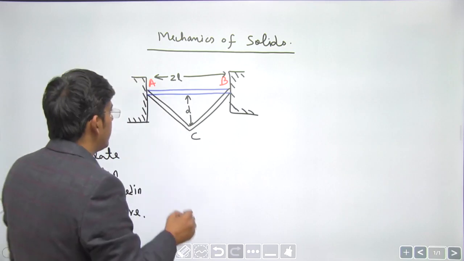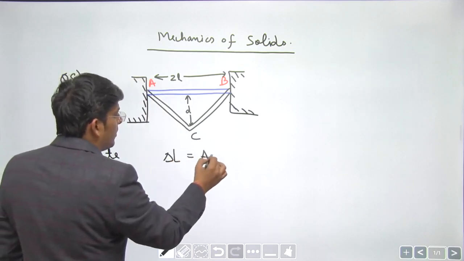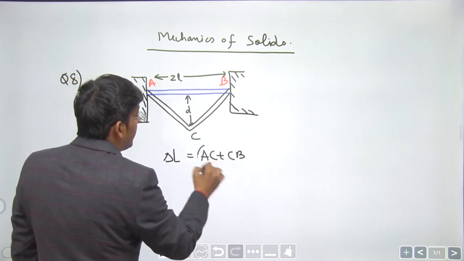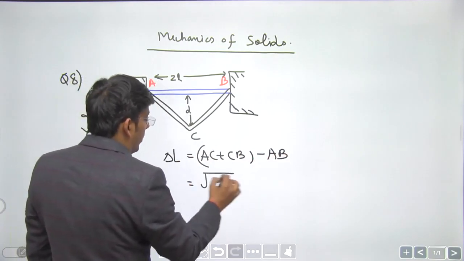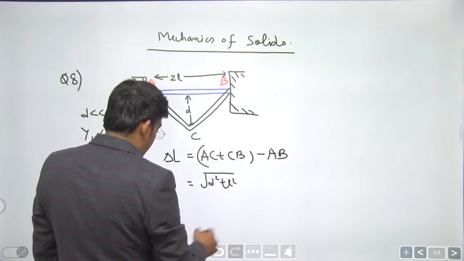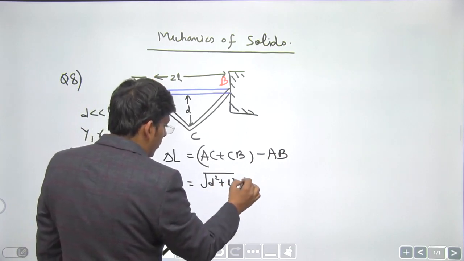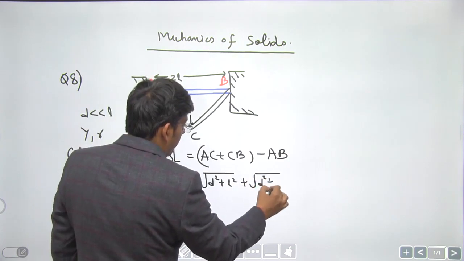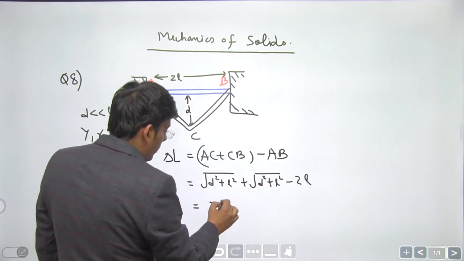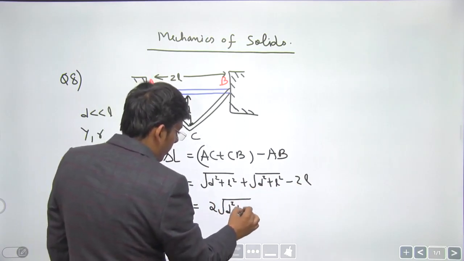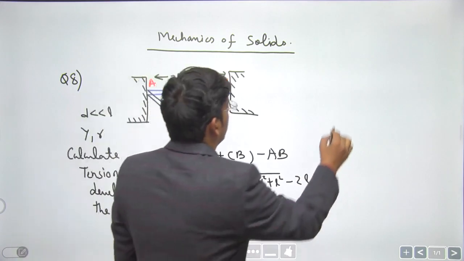So you are just asked to calculate the extension in the wire, which is given by the new length of the wire AC plus CB minus the original length of the wire. Okay, AC is actually under root of D square plus L square. CB is actually again root of D square plus L square, minus AB is 2L. 2 times root D square plus L square minus 2L, right? This is the extension.